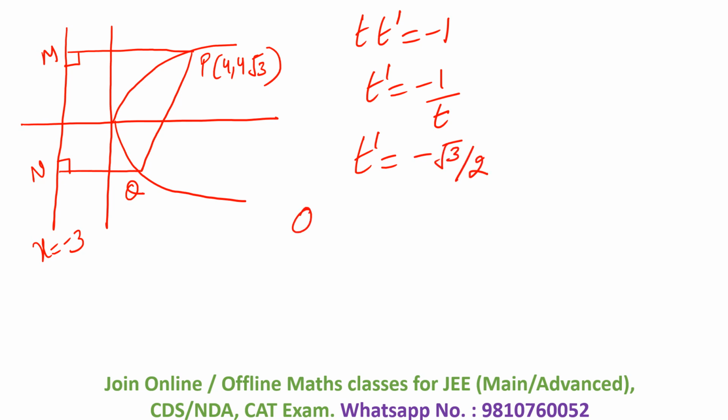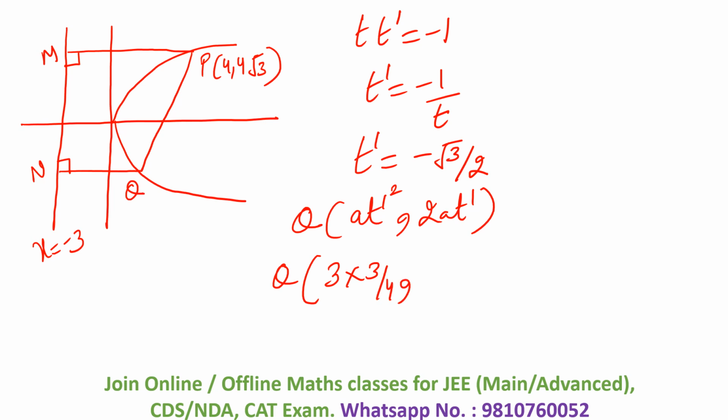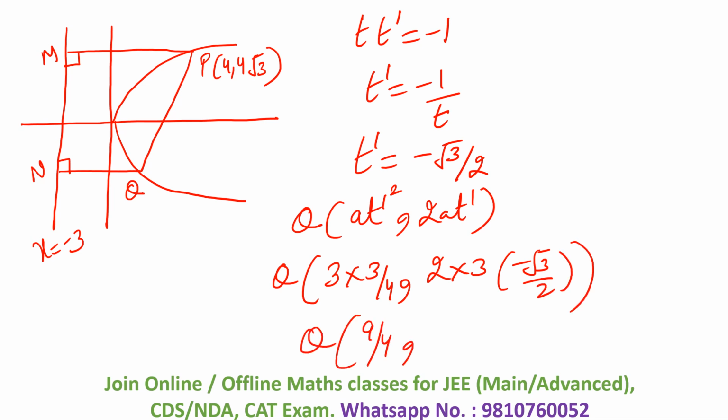Now students, we can easily find the coordinates of Q because they are going to be (at'², 2at'). So just put in the values. So it becomes (3 into 3 by 4, 2 into 3 into -√3 upon 2). So the coordinates of Q become (9/4, -3√3). Clear? Now this is the point (9/4, -3√3).